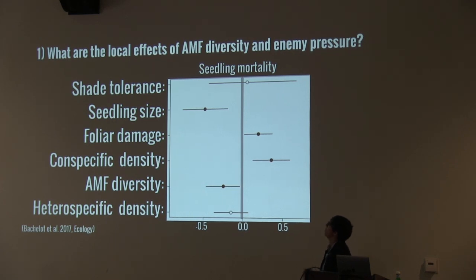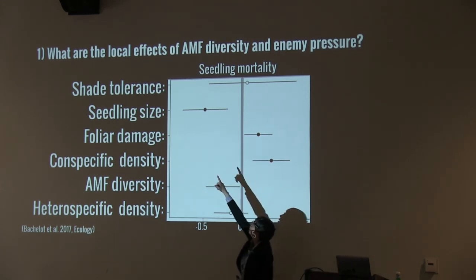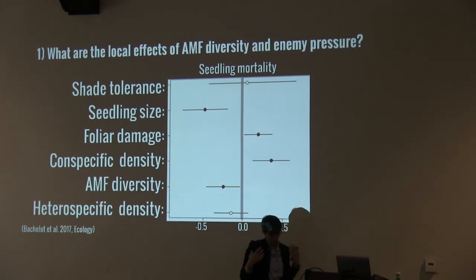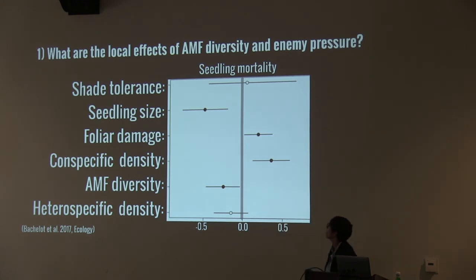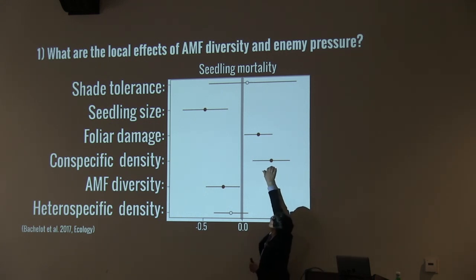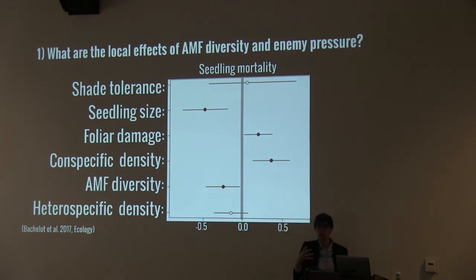Alright, so what did we find? Not surprisingly, a big and tall seedling has a low risk of mortality, but foliar damage and conspecific seedling density both are significant and they increase the risk of mortality. So that makes sense. This is the Janzen-Connell hypothesis, and this is one aspect of this black box, the fact that above ground enemy pressure participated in it.